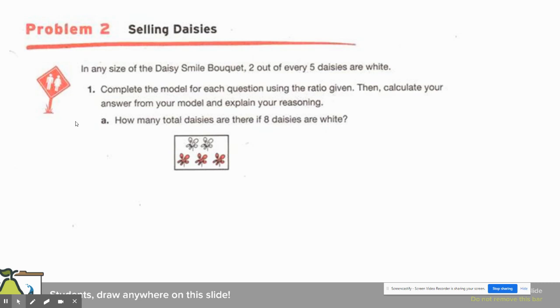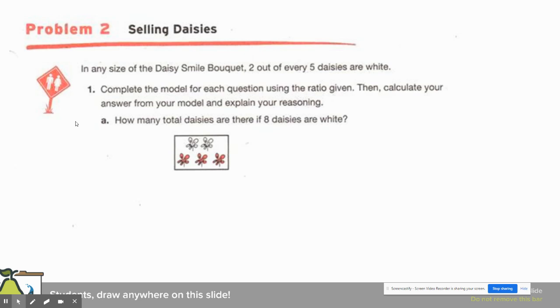The first thing I want you to do is complete the model. You have 5 daisies. 2 of them are white. Draw the model. When it says model, it means draw. Draw a picture, then that would give you 8 daisies. And when you get done with that, how many total daisies are there when 8 are white? That's what we're looking for here.